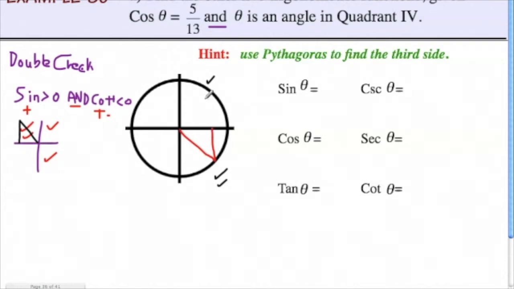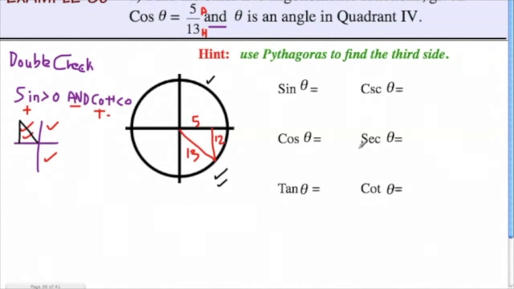Now I have my adjacent, which is 5. I have my hypotenuse. I should label that because it's good to label, because sometimes when you're doing these tests, you slip up because it's really easy to make mistakes. If you label, you can visually see what's going on. And 13 goes there. So we do our Pythagoras, 13 squared, take away 5 squared, and we get 12. Now I can answer all these questions.